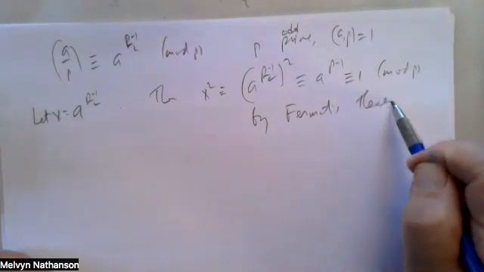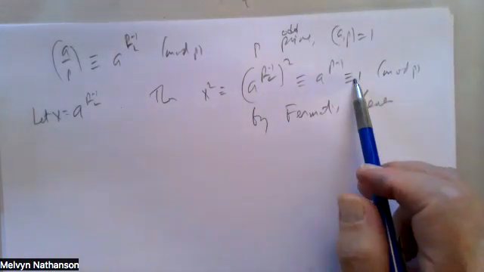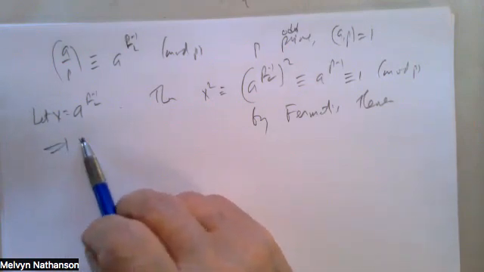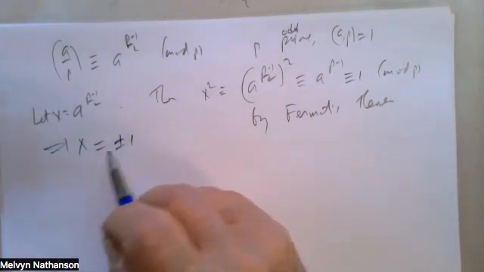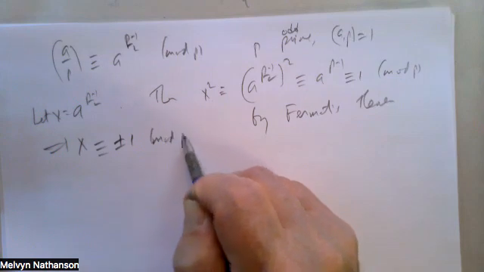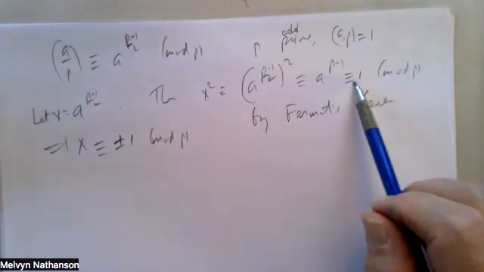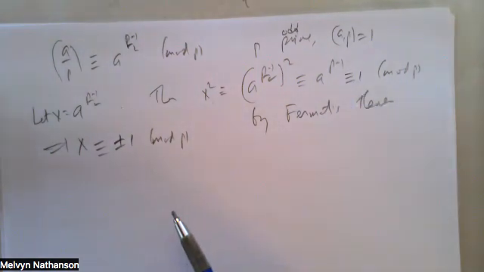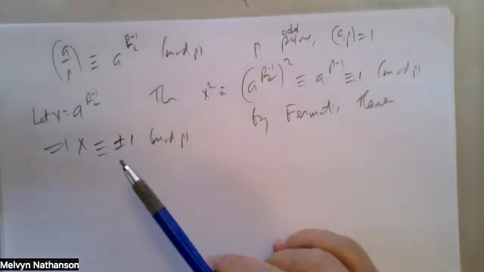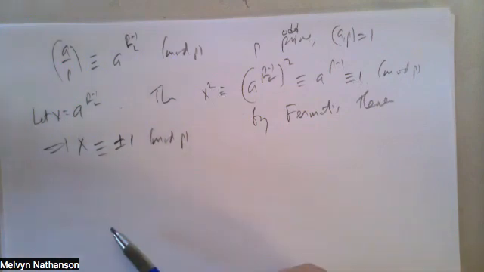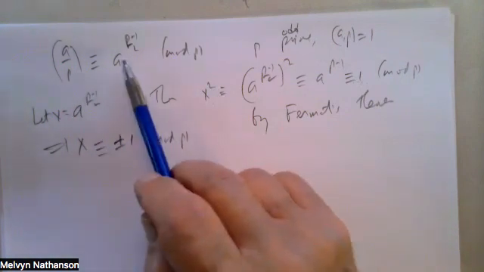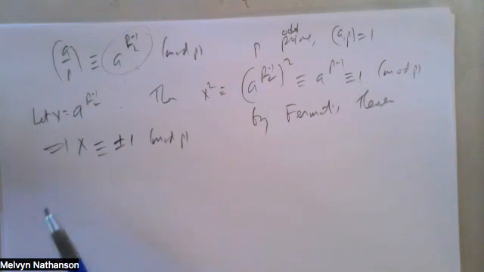And if A is relatively prime to P, A to the P minus 1 is always 1 mod P by Fermat's theorem. But if X squared is 1 mod P, then X can only be plus or minus 1 mod P. Because the equation X squared congruent to 1 mod P can't have more than 2 solutions, and plus 1 and minus 1 are the 2 solutions. So this number on the right-hand side of this congruence is always plus 1 or minus 1.